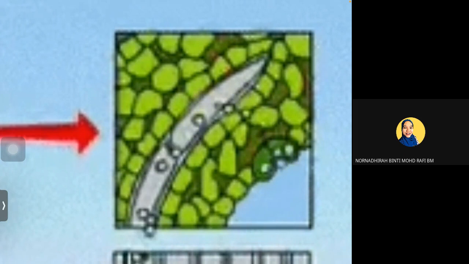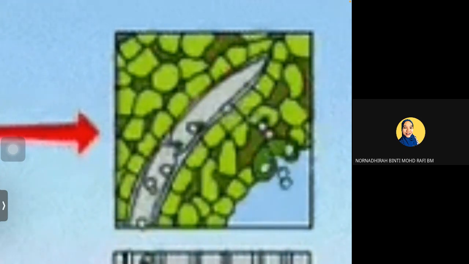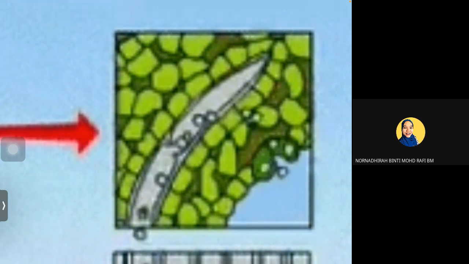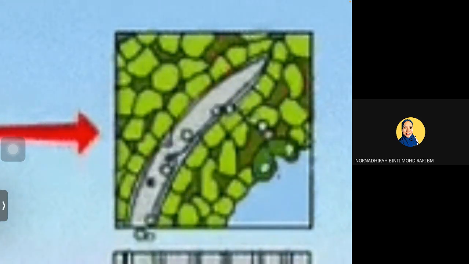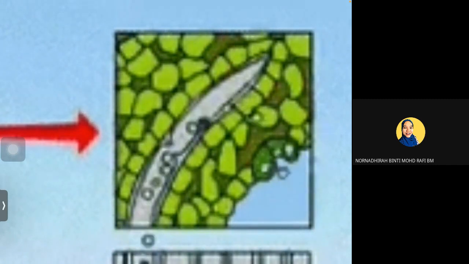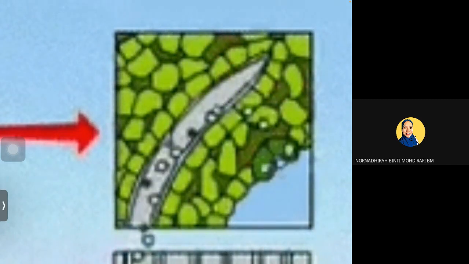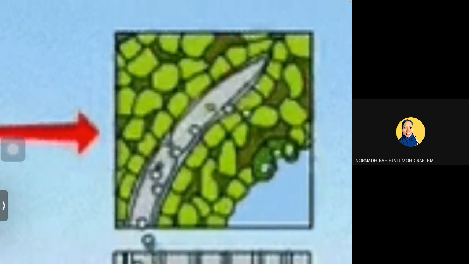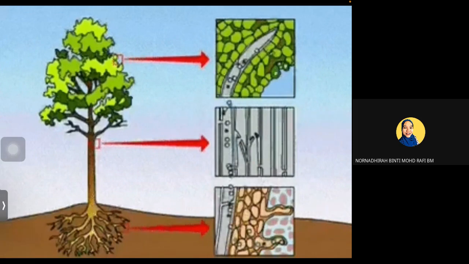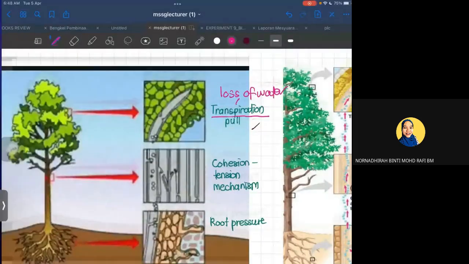Dia akan keluar kepada atmosphere via stomata. So kat sini adalah stomata. So basically the gap here, kawasan yang dia keluar ni adalah stomata. So nak kata because of the evaporation, ataupun evaporate ni apa bahasa Melayu, penyejatan. Because of the penyejatan, penyejatan tu boleh berlaku because of several reasons.